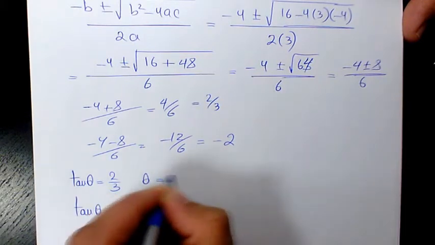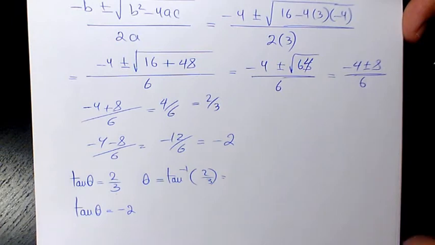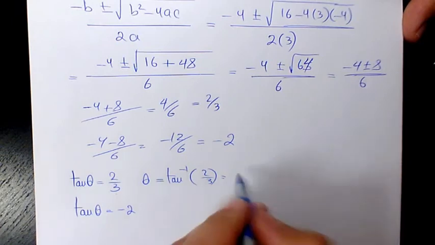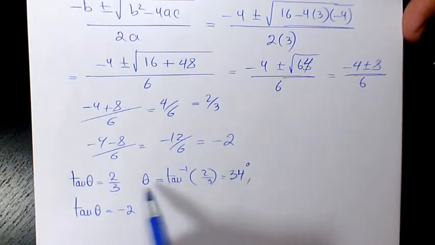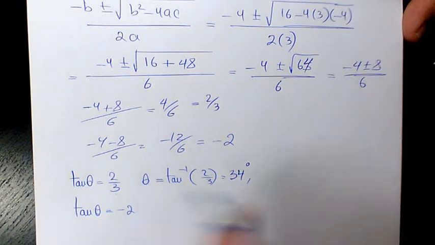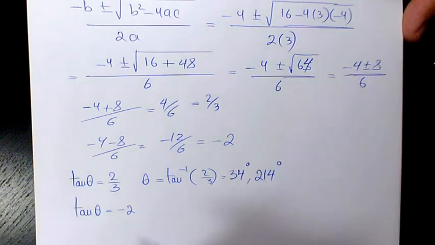So theta is going to be tan inverse of 2 over 3, which is 34 degrees. That's quadrant 1. We know tan is positive in quadrant 3 as well. So this is going to be 180 plus 34. It's going to be 214 degrees.